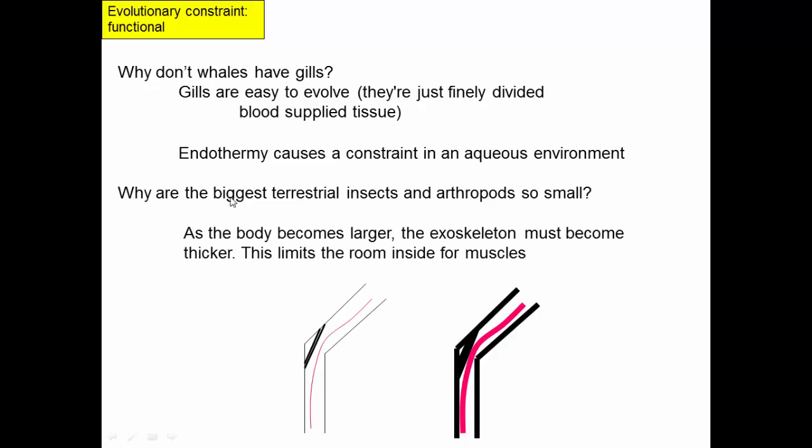So the answer to this is, as a body becomes larger, the exoskeleton must become thicker, right? So the skeleton part has to become thicker. But if the body has an exoskeleton and it becomes thicker, that means there's less and less room inside for muscles and blood supply. So this limits the size of a terrestrial exoskeleton organism, because as it gets bigger and this has to get thicker to support the weight of the organism, there's less and less room inside for the kind of flesh of the organism.